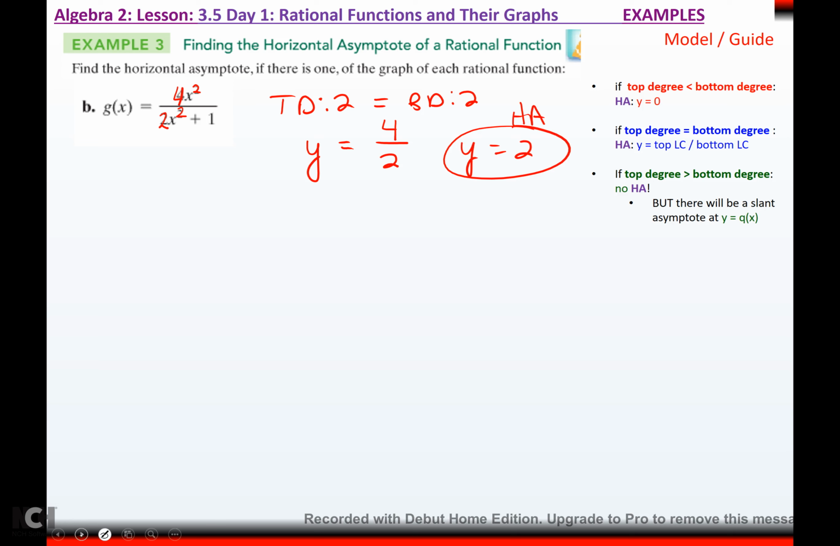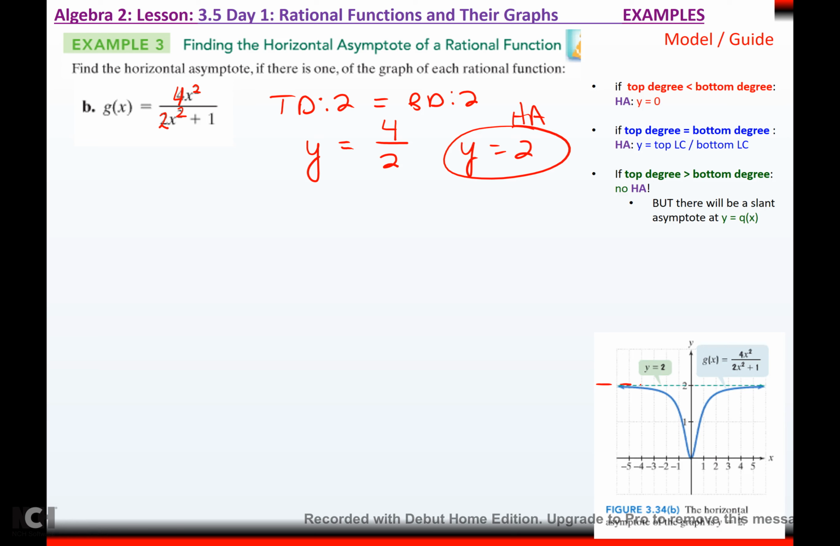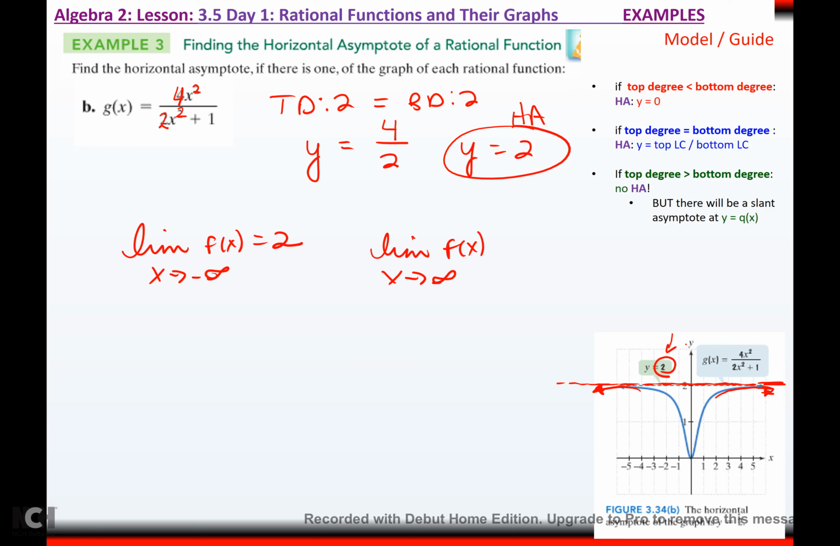Okay, and if you look at the graph, here's my y equals 2. Notice that as I go to negative infinity, my arrow is getting closer and closer to 2. And as I go to positive infinity, my arrow is getting closer and closer to 2. So we would say the limit as x approaches negative infinity, the function is getting closer and closer to my horizontal asymptote, which has a value of 2. And the limit as x approaches positive infinity, my function, again, is getting closer and closer to this dotted line, which is 2. Okay?